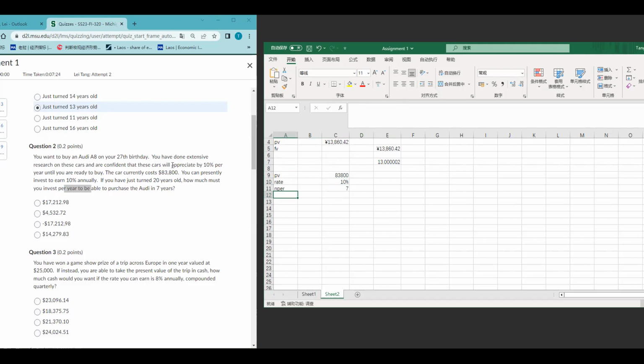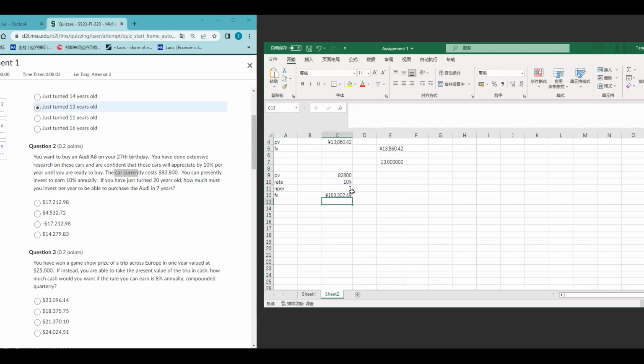First thing, because we know that the car will appreciate by 10%, we need to find out after 7 years how much this car will cost. So first thing we're going to do is the future value of this Audi car. So use the future value function, rate, appreciation rate 10%, number of years 7 years, PMT, present value is here. It's going to be negative.